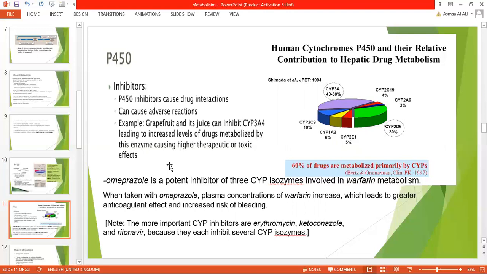The more important cytochrome inhibitors are erythromycin, ketoconazole, and ritonavir because they each inhibit several cytochrome isoenzymes. And this figure shows the human cytochrome P450 enzymes and their relative contribution to hepatic drug metabolism. They say that 60% of drugs are metabolized primarily by cytochromes.